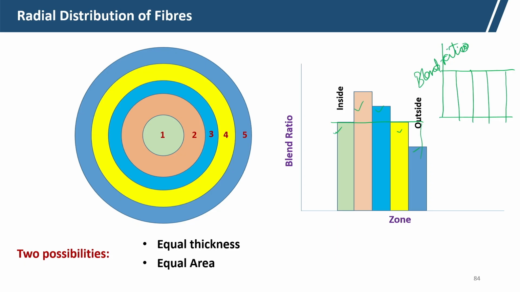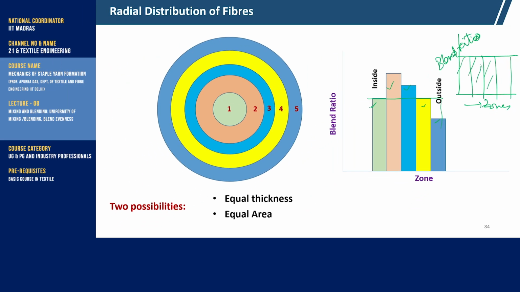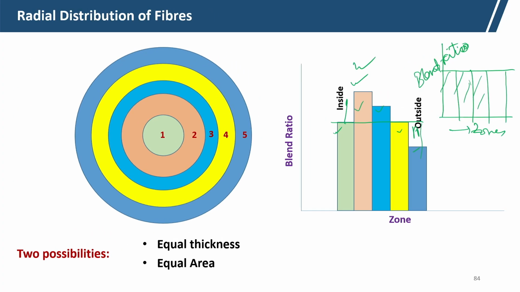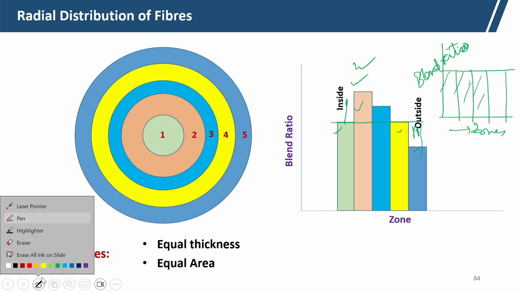Okay, blend ratio. These are different zones. At different zones the blend ratio should be equal, that is the ideal case, but we get variation. Accordingly, we can measure the blend distribution, the blend ratio here. The higher the variation, the more inferior the blend quality.